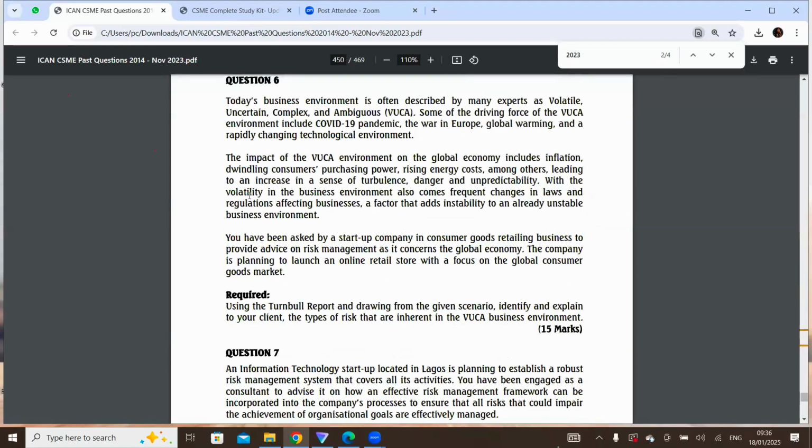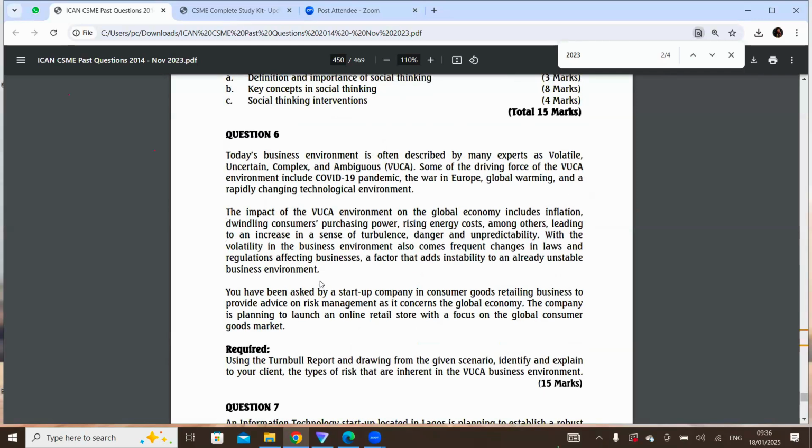We most likely have not done that. Oh, we have done it. They said, according to the Turnbull report, list and explain the type of risks that are inherent in your VUCA business. So let's read. This environment is described by many experts. Some of the driving forces of the VUCA environment include the COVID-19 pandemic, the war in Europe, global warming, and rapidly changing technological environments. The impact of the VUCA environment on the global economy includes inflation, dwindling customers' purchasing power, and rise in energy costs, among others, leading to an increase in the sense of turbulence, danger, and unpredictability. With the volatility in the business environment comes frequent changes in laws, regulations, and businesses.